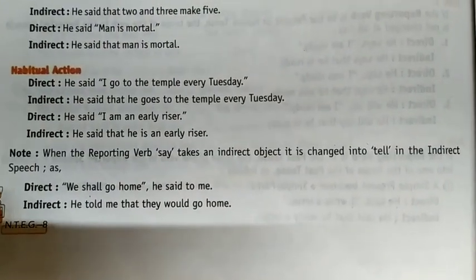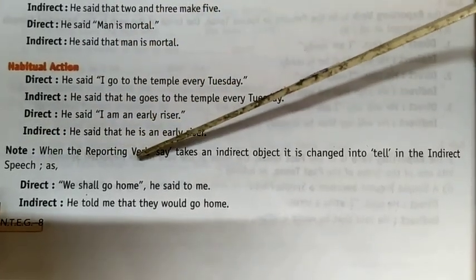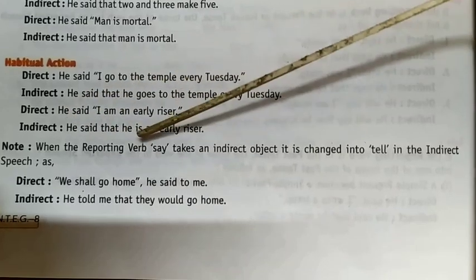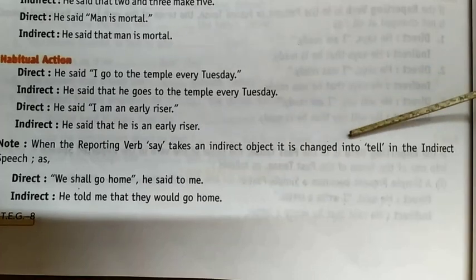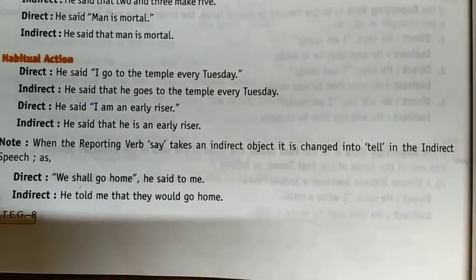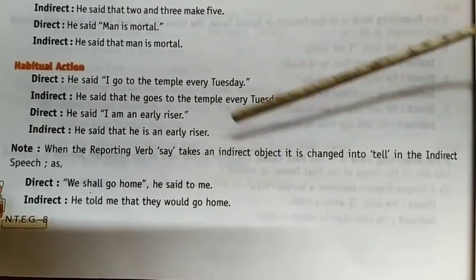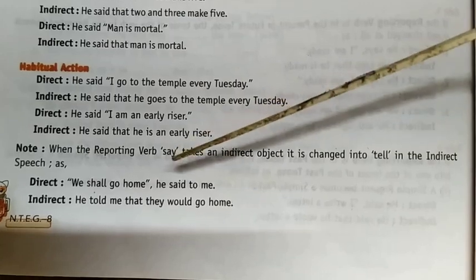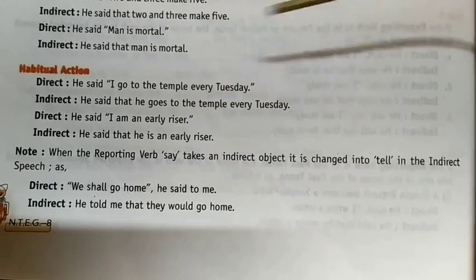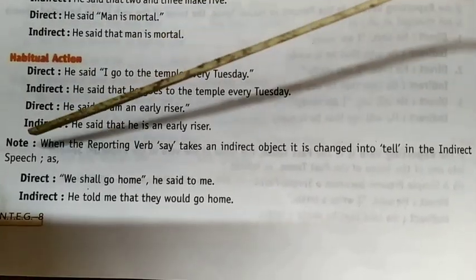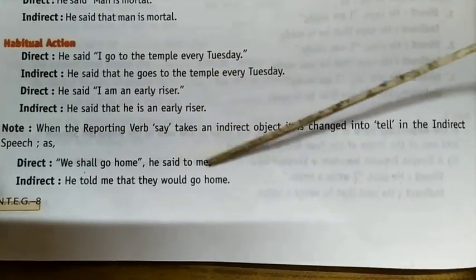Now let's see how say is converted into tell. When the reporting verb say takes an indirect object, it is changed into tell in the indirect speech. So if in direct speech it takes any indirect object, say is converted into tell. Many times we get confused why say is converted into tell. So let's see how. In direct speech, if it is written we shall go home, he said to me.